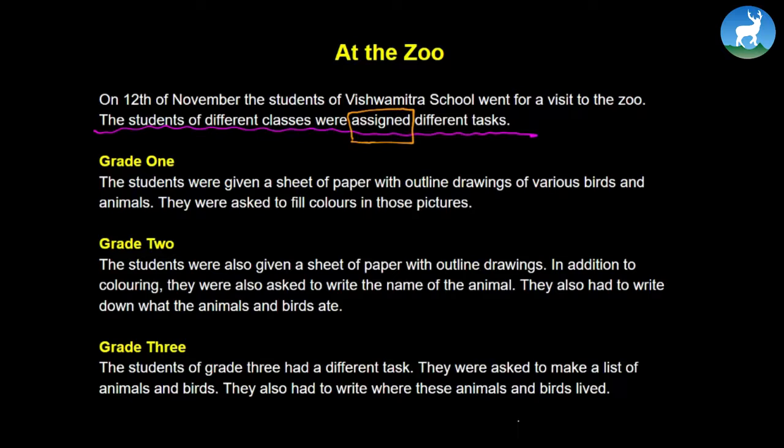Grade 3, the students of grade 3 had a different task. They were asked to make a list of animals and birds. They also had to write where these animals and birds lived.